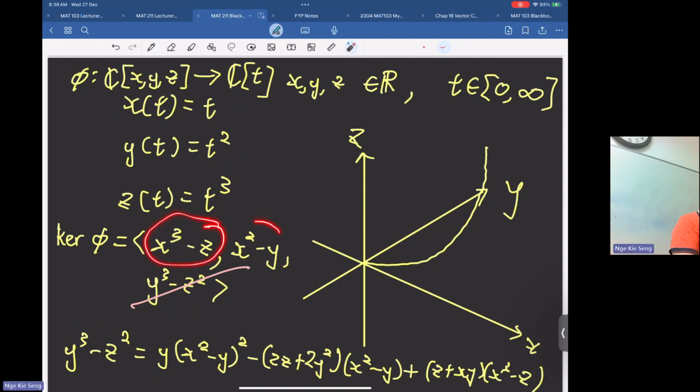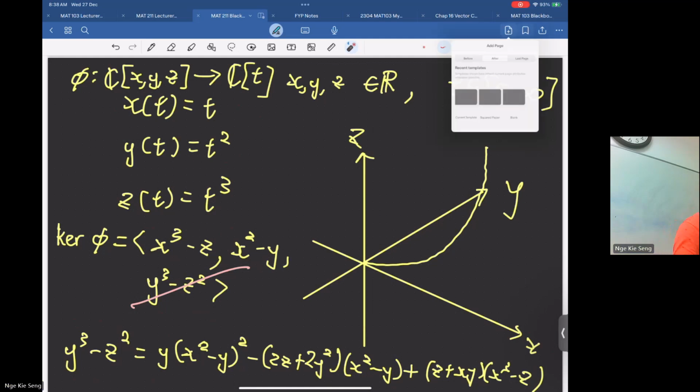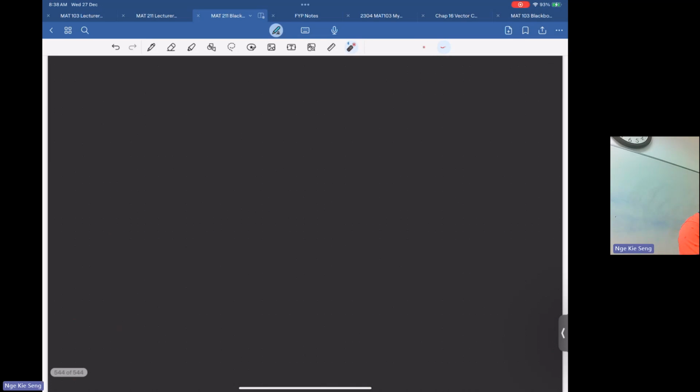Okay, so what does this kernel represent? Actually, x cubed minus z traces out a surface. Do you know what surface this is? Z equals x cubed.